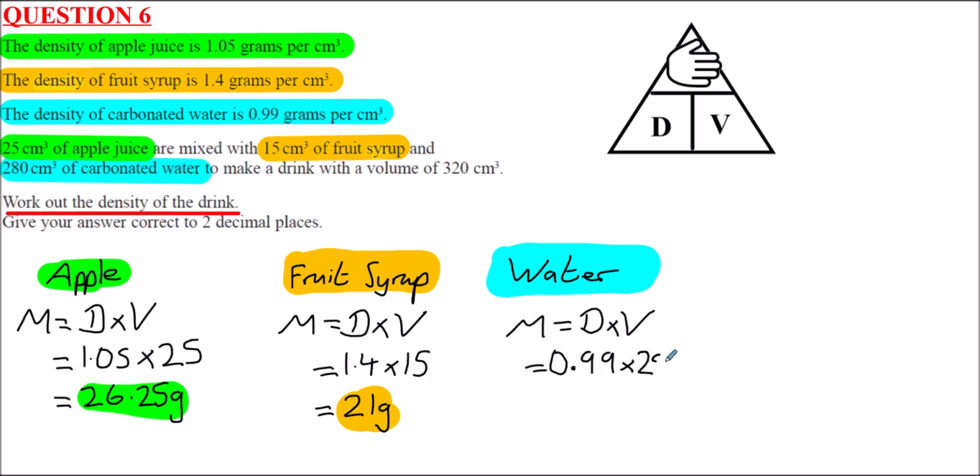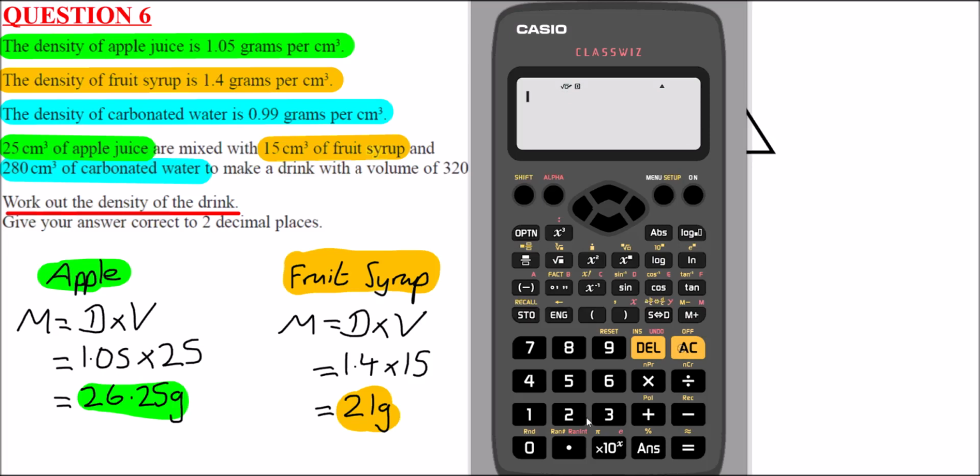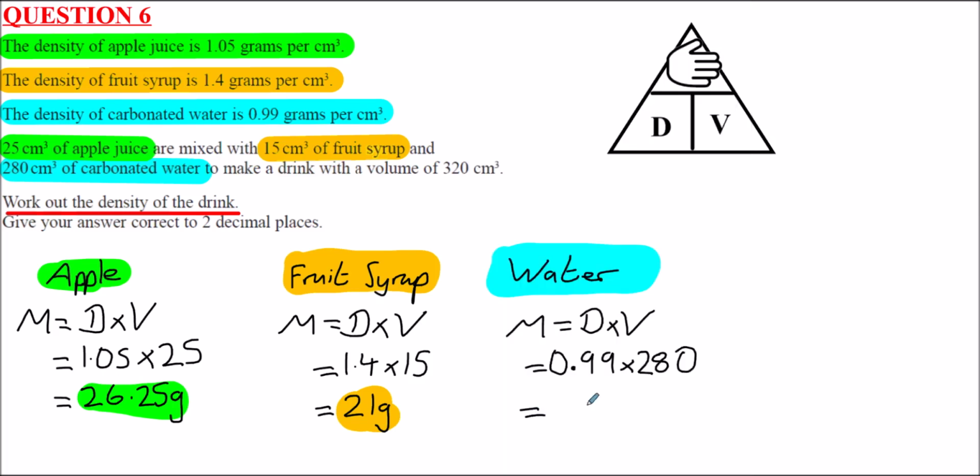So we do 0.99 multiplied by 280. So let's work this out now on the calculator once again. 0.99 multiplied by 280 gives us 277.2 grams.